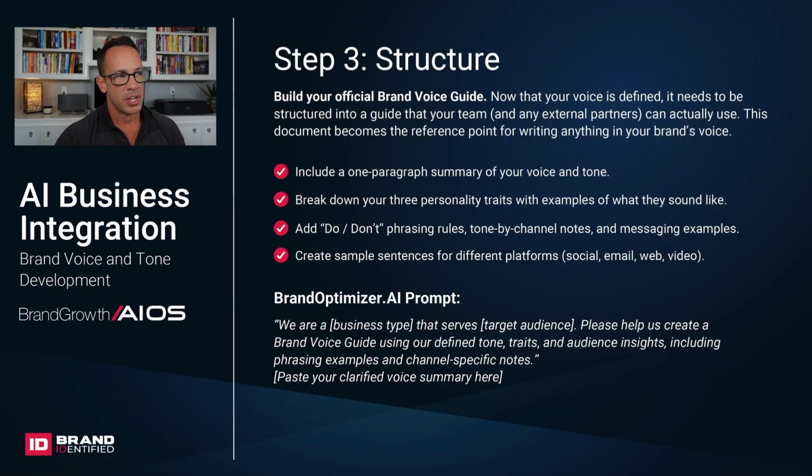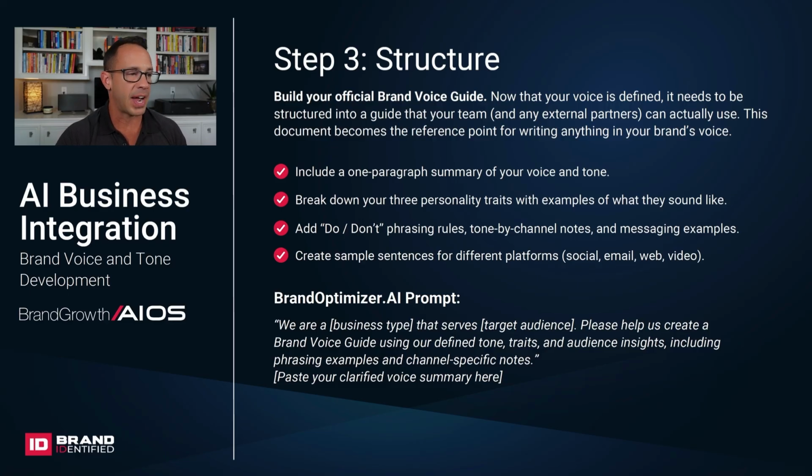So moving on into the next step of this framework, this is step number 3, and this is structure. Build your official brand voice guide. Now that your voice is defined, it needs to be structured into a guide that your team and your external partners can actually use. This document becomes the reference point for writing anything about your brand's voice. So you want to include a 1-paragraph summary of your voice and your tone. You want to break down your 3 personality traits with examples of what they sound like. Make sure you add do and don't phrasing rules, tone by channel notes, and messaging examples, and create a sample sentence for different platforms. For example, your social media channels, your emails, your web, and video content.